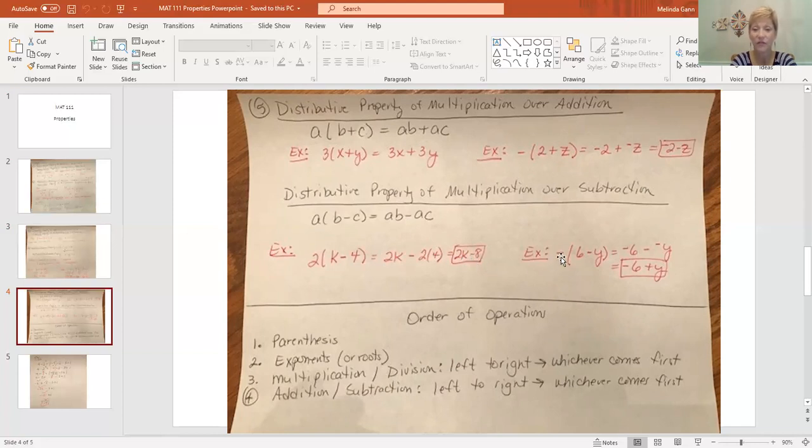And then here again, you have to distribute that negative. So negative times 6 would be a -6, and then there's your minus. And then a negative times a Y would give you a -Y.